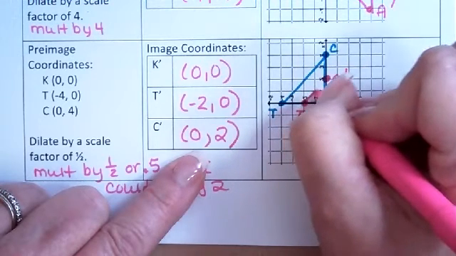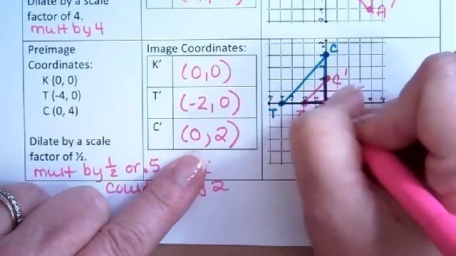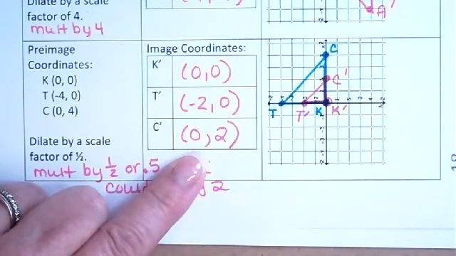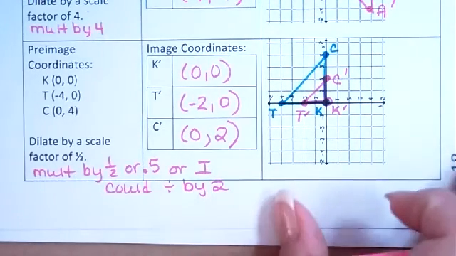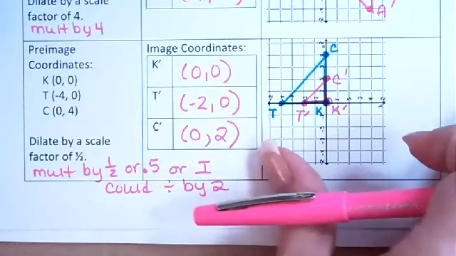Now, when I connect those and make my triangle, I can tell that triangle is half as tall and half as wide as what I started with. So it was like I zoomed out. I made it smaller. Okay, pause and finish copying this down, and then we'll do example 3.